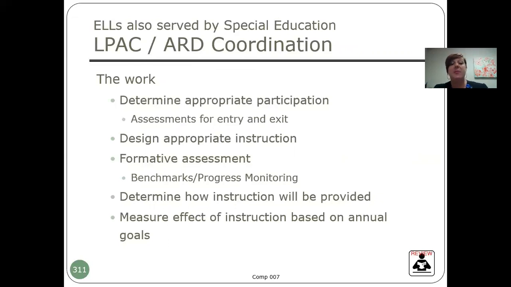We're going to design that appropriate instruction, again, working together to note support on both the language side and the disability side. To provide the appropriate formative assessments and progress monitoring, meeting those IEP goals on the ARD side, and then meeting the language progress standards on the LPAC side, determining how instruction should be provided with the support of both programs, and then measuring how effective that instruction is on that annual basis, at least measuring those annual goals.